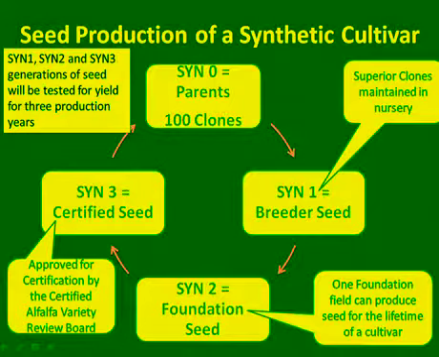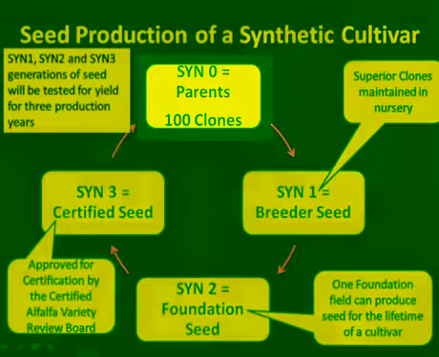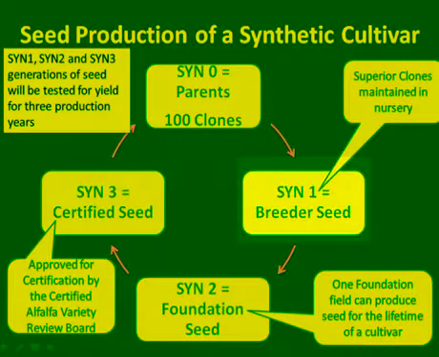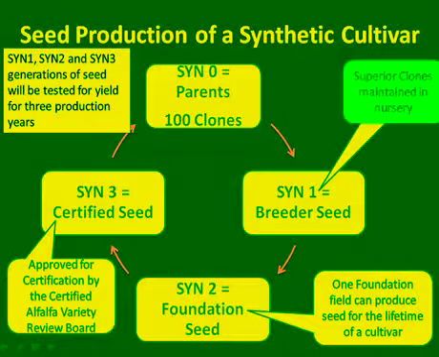So seed production of a synthetic cultivar. So again, your SYN0 is your parents. So that is your 100 superior clones that you've identified from your phenotypic selection and your genotypic selection. You take those, you intermate those, you obtain your SYN1 seed, which is your breeder seed. At the same time, the superior clones are being maintained in a maintenance nursery.